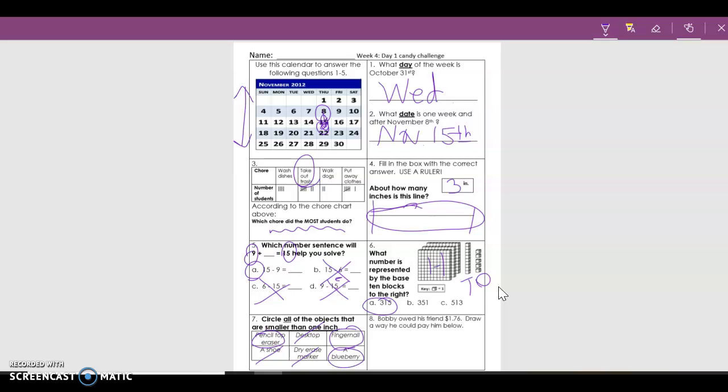And finally, Bobby owed his friend $1.76. Draw a way that he could pay him. You can use a dollar, and they can draw out the coins. If they want to use a quarter, they can use a Q. Oh, excuse me, that is a horrible Q. They can use coins by putting the letter or the value. So they could do 25 cents in there if they wanted to. But whatever they do, make sure it adds up to 76 cents or 176 cents.